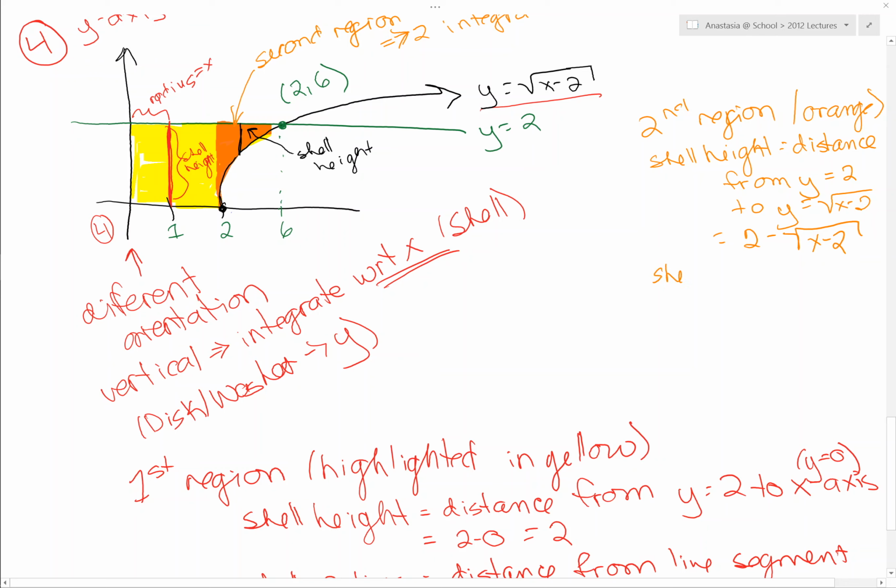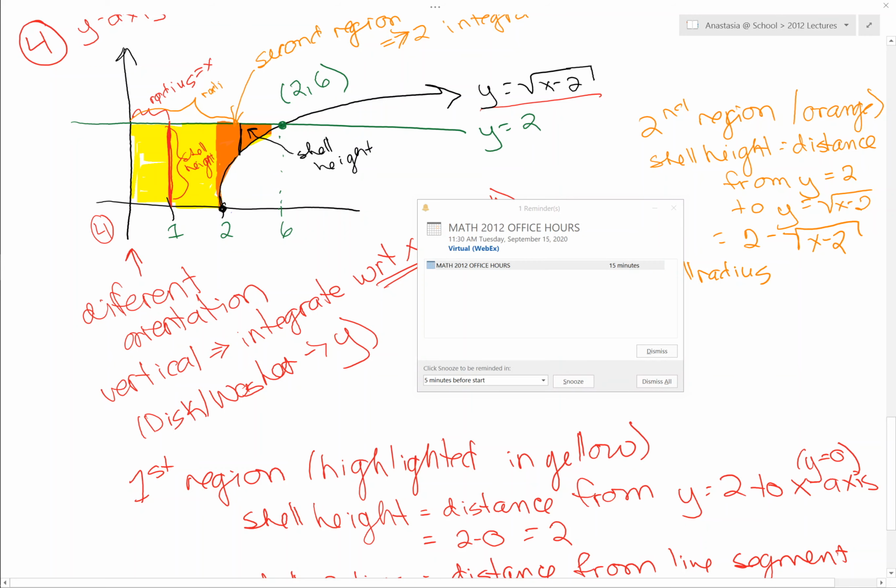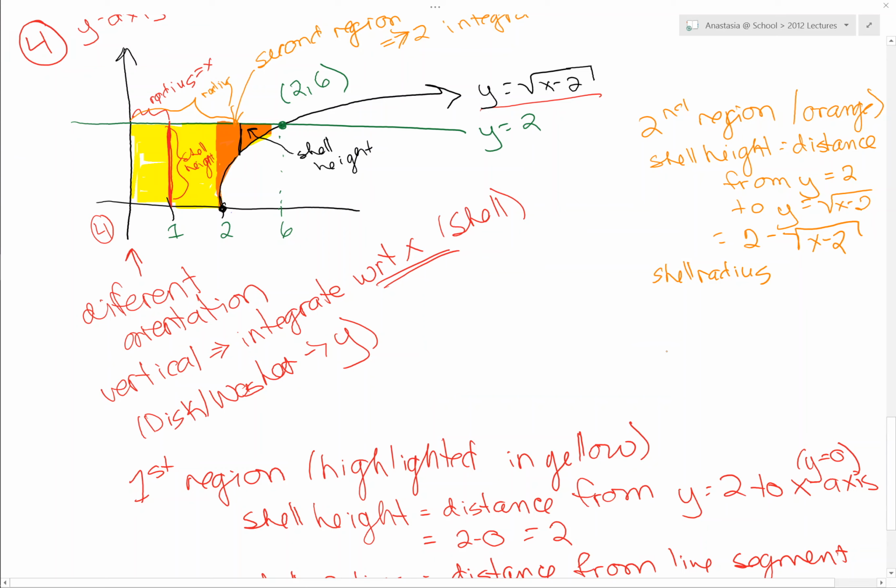Our shell radius for this one is going to be this distance. Sorry about that. So, the shell radius in words is the distance from the line segment to the axis of revolution.